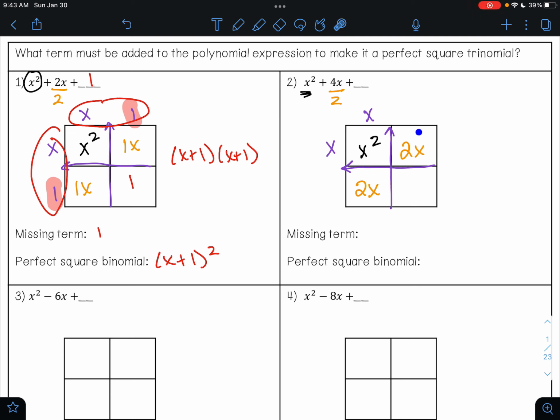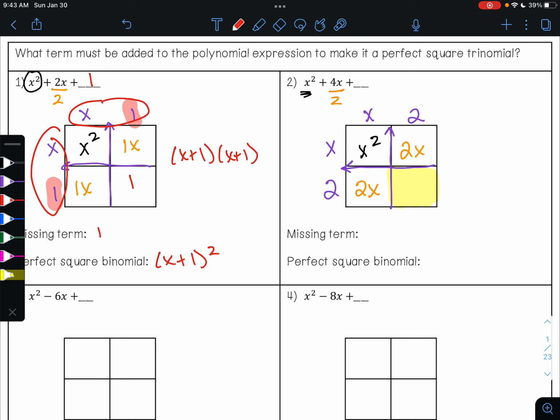x times what number would give me a 2x here? 2. x times what number would give me a 2x here? 2. So now we can find the missing number that will complete this square, by doing 2 times 2. 2 times 2 is 4. So 4 is the missing term that completes the square. We've now factored x squared plus 4x plus 4, and we got x plus 2 times x plus 2, which is the same thing as saying x plus 2 squared.